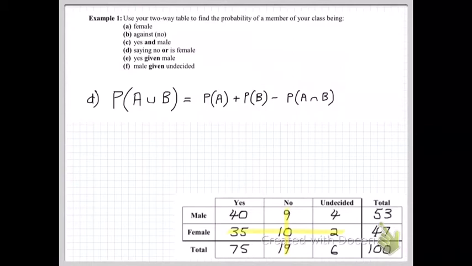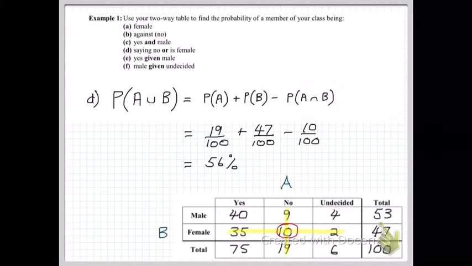So again, let me highlight the information we're looking at. A person can be female or vote no, and the intersection is 10. So let me just write A and B so that we can relate it to the formula. So now the probability of A or B is 19 out of 100 plus 47 out of 100, and then we subtract the 10 out of 100, and that will give us a probability of 56%. So you may prefer to use that rule if it's not obvious to you how to do it straight from the table.